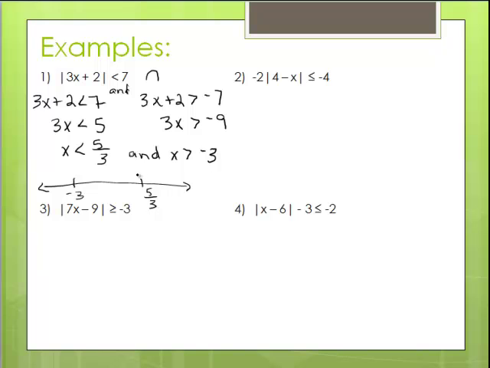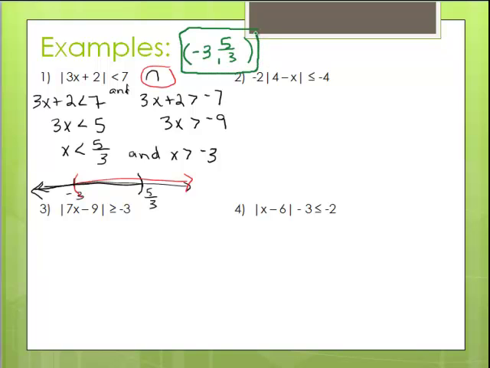x is less than 5/3 looks like this. So what does x is greater than -3 look like? It looks like this. This means you want the intersection. You only want what they have in common. So what do they have in common? They have between -3 and 5/3 in common. So that would be your solution. -3 less than x less than 5/3 is the solution to this inequality.